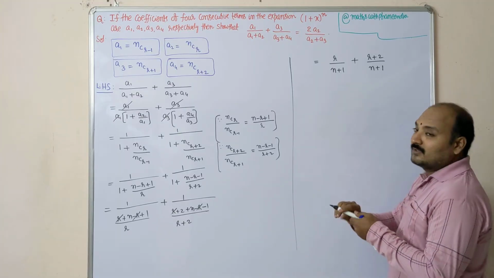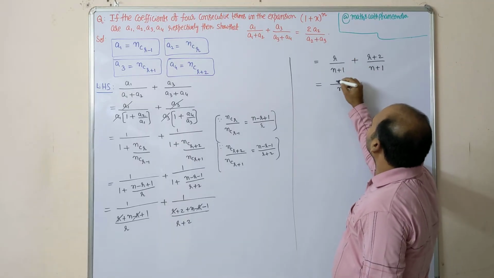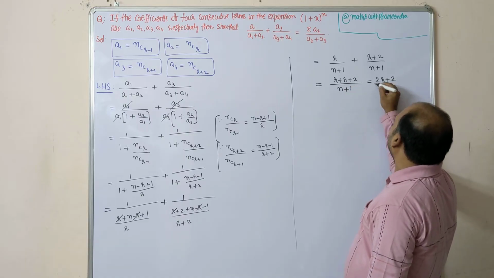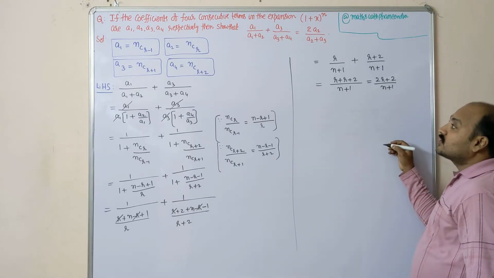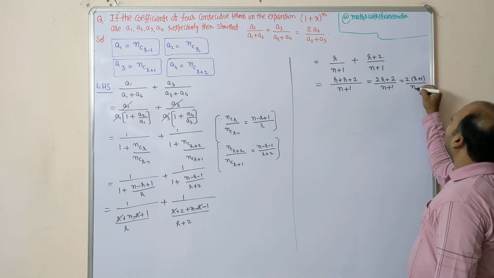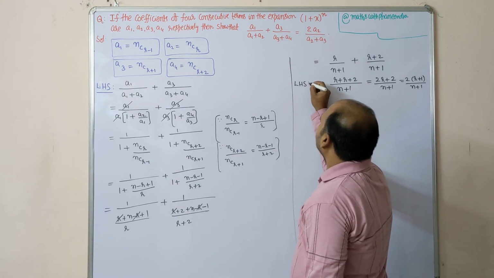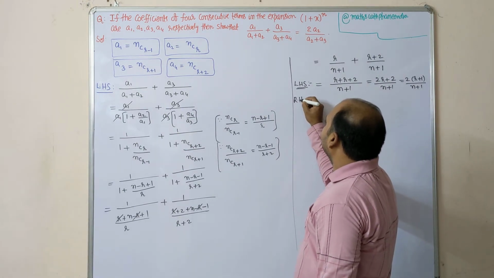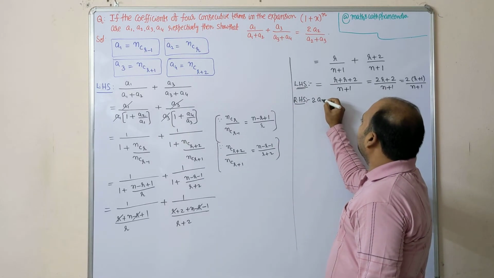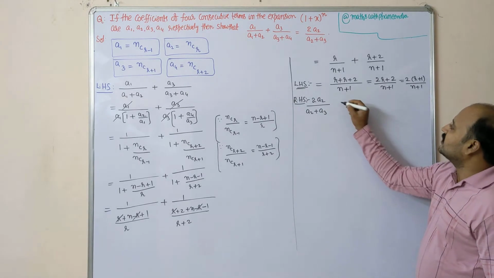I hope you understand. So that is equal to n plus 1 is the LCM. r plus 2, that is equal to 2r plus 2 divided by n plus 1. Still if you want to take it, 2 into r plus 1 divided by n plus 1. So this is the LHS value. Now come to the RHS. What is that RHS? 2a2 by a2 plus a3. That also we finish it here.